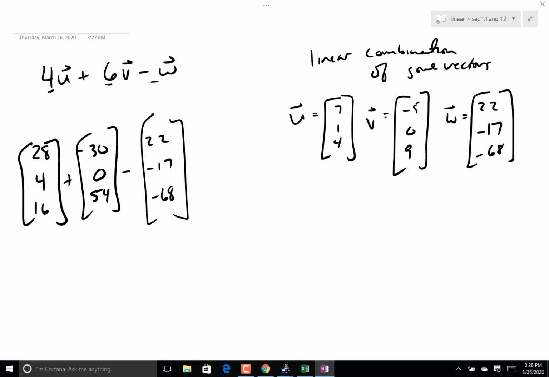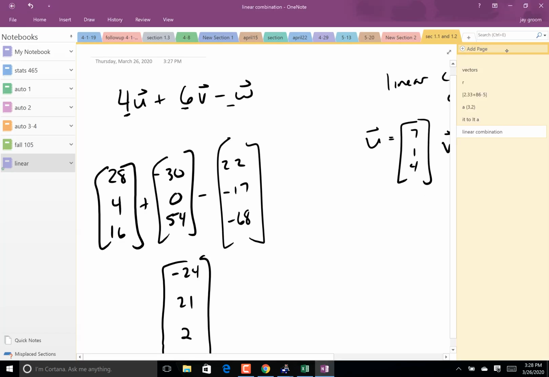Cool. So 28 minus 30 is negative of those. -2 minus 22 is -24. And 4 minus 17 is 21. And 70 minus 68 is 2. Done. Okay. So linear combination. We'll be doing that a lot later on when we get to some other actual applications, which makes it pretty good times. Pretty easy to do.